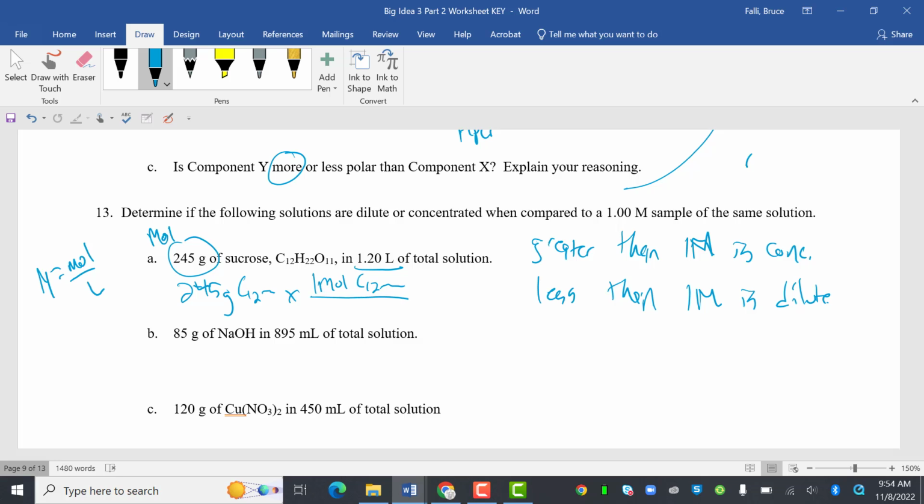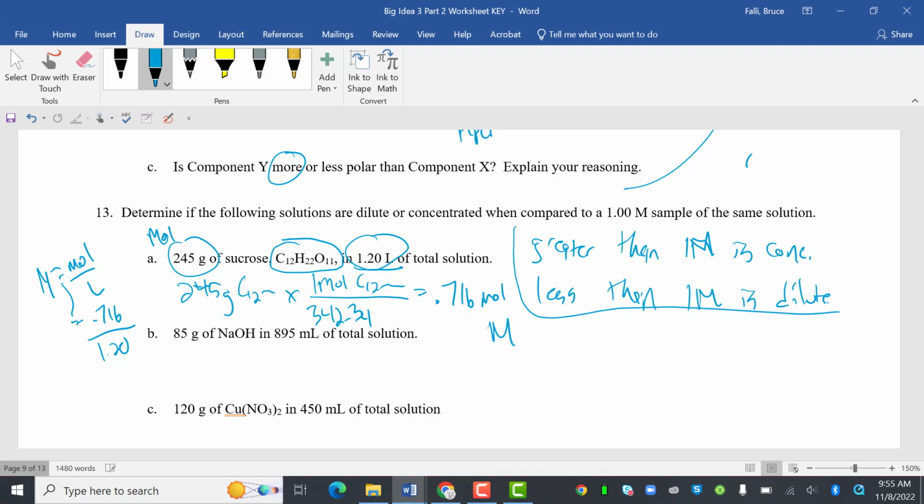So 12 times 12.01 plus 22 times 1.01 plus 11 times 16 equals 342.34. Again, I'm using this molar mass. So 245 divided by that answer is 0.7116 moles. So here we go, 0.716 over 1.20. That answer divided by 1.20 is 0.59.